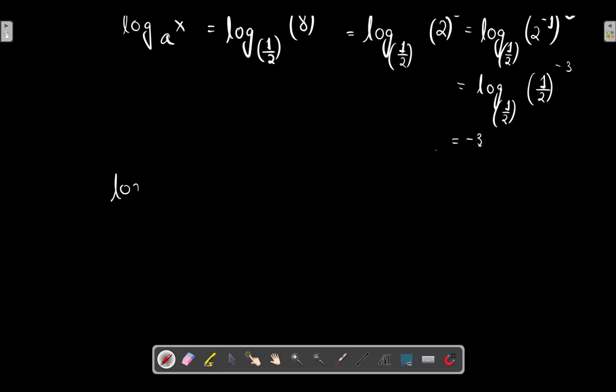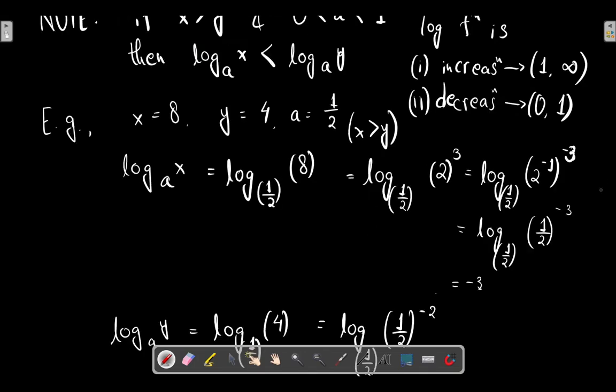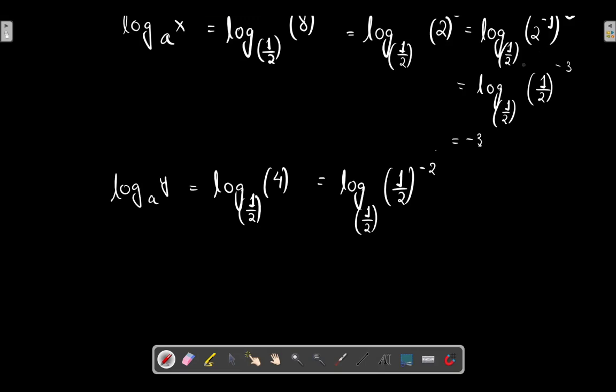Now if I compute the value of log y base a, we get log of 4 to the base half. So I can write it as log of half to the power minus 2 to the base half, right? I have just done two steps in one.